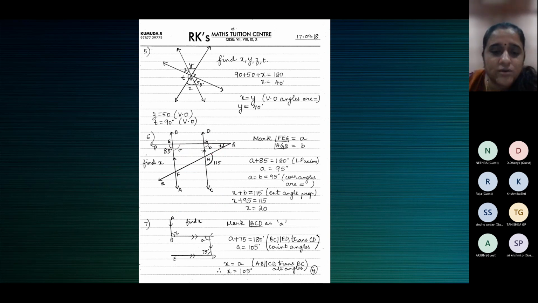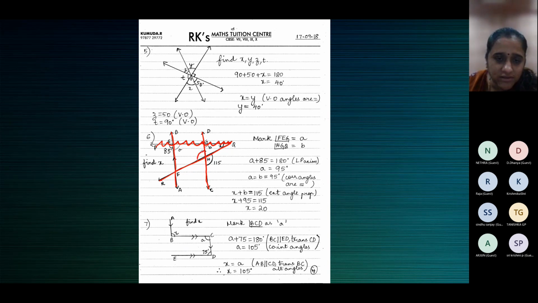So you can do it like this. What did I do? This is 115, since vertically opposite angles are equal. Then this angle and this angle: they are parallel lines. Co-interior angles are supplementary only when the lines are parallel, not otherwise. These are the two parallel lines, and this one is the transversal. Not this one, not this one.